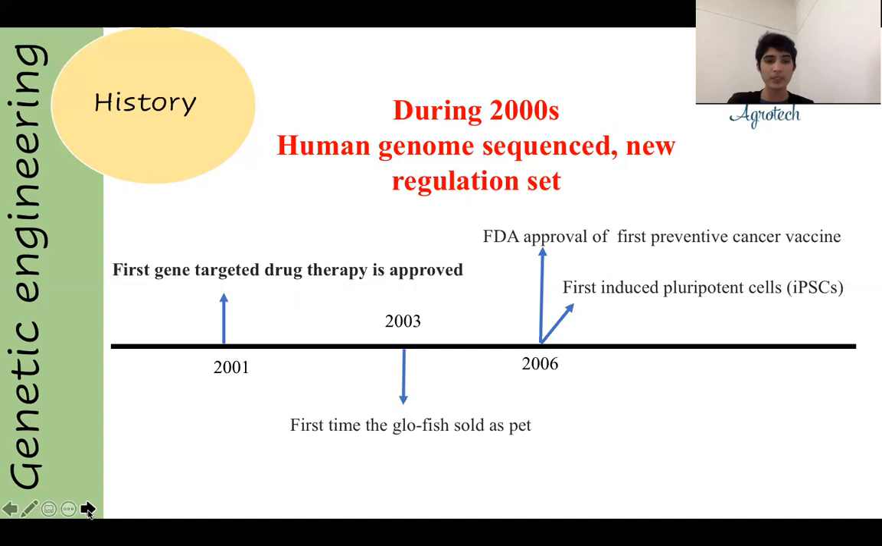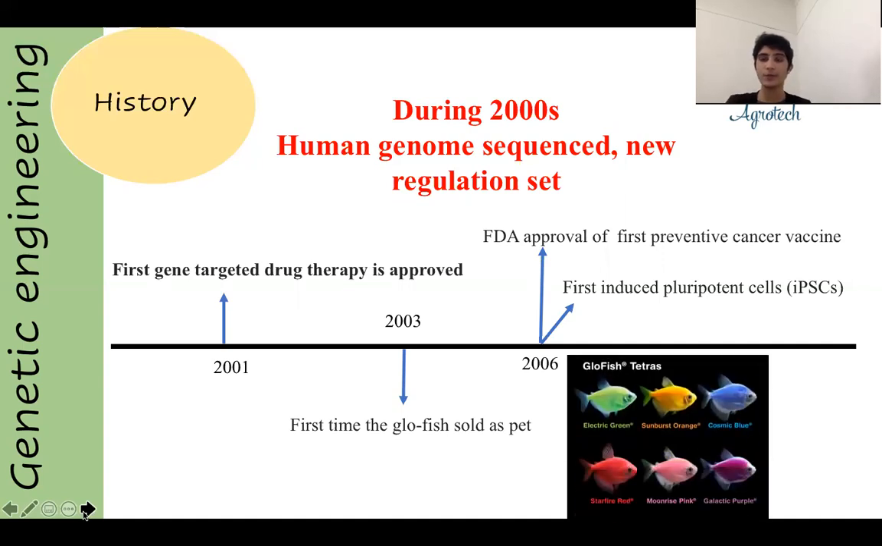And for the first time in history, the glowfish, which had a fluorescence protein, was sold as a pet. Another one is FDA approval of the first preventive cancer vaccine for humans, and another one is the first introduction of iPSCs in the 20s. An important discovery in the 20s is that the human genome got sequenced, and new ethical regulations regarding cloning and some other sequencing things came into the spotlight.